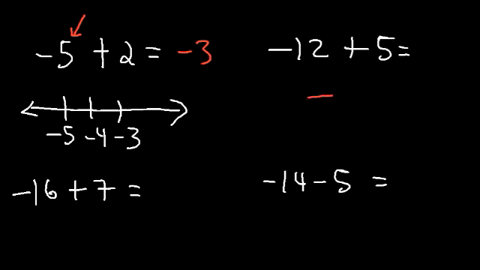-12 plus 5 is equal to -7. -16 plus 7, you should get -9. And -14 minus 5 is -19.